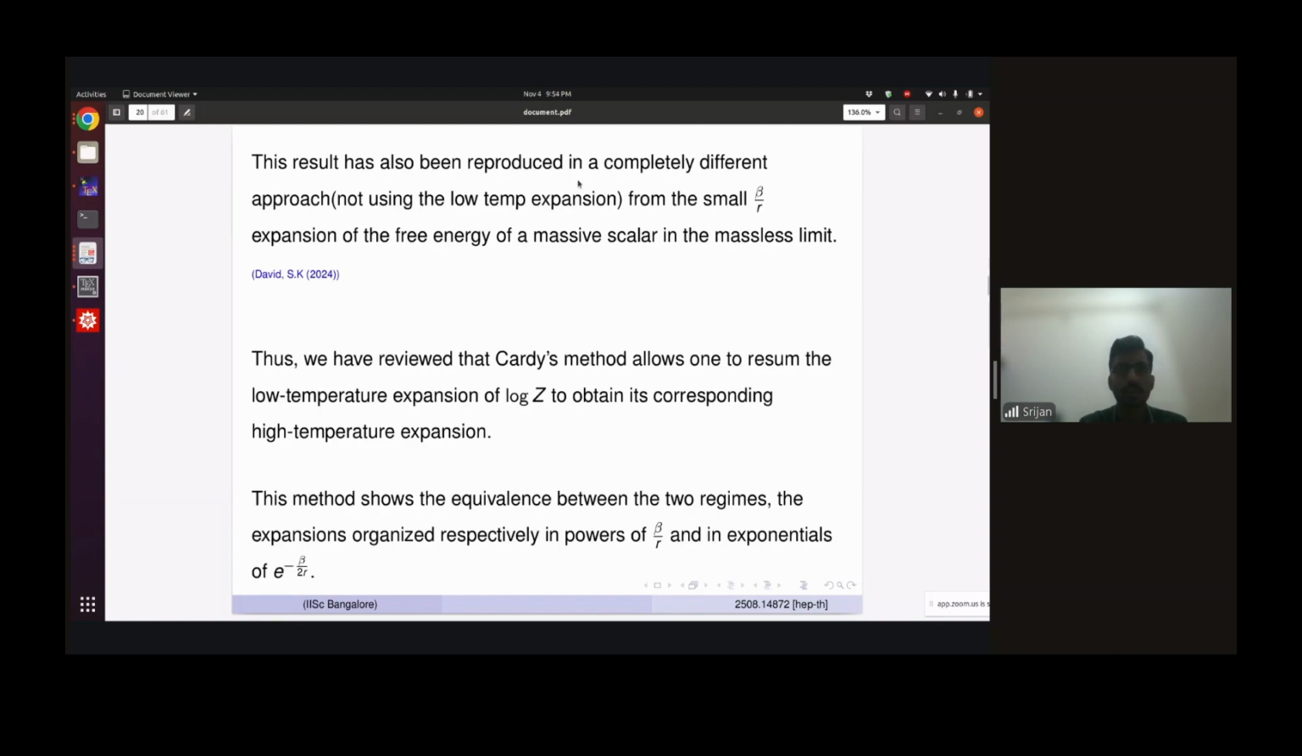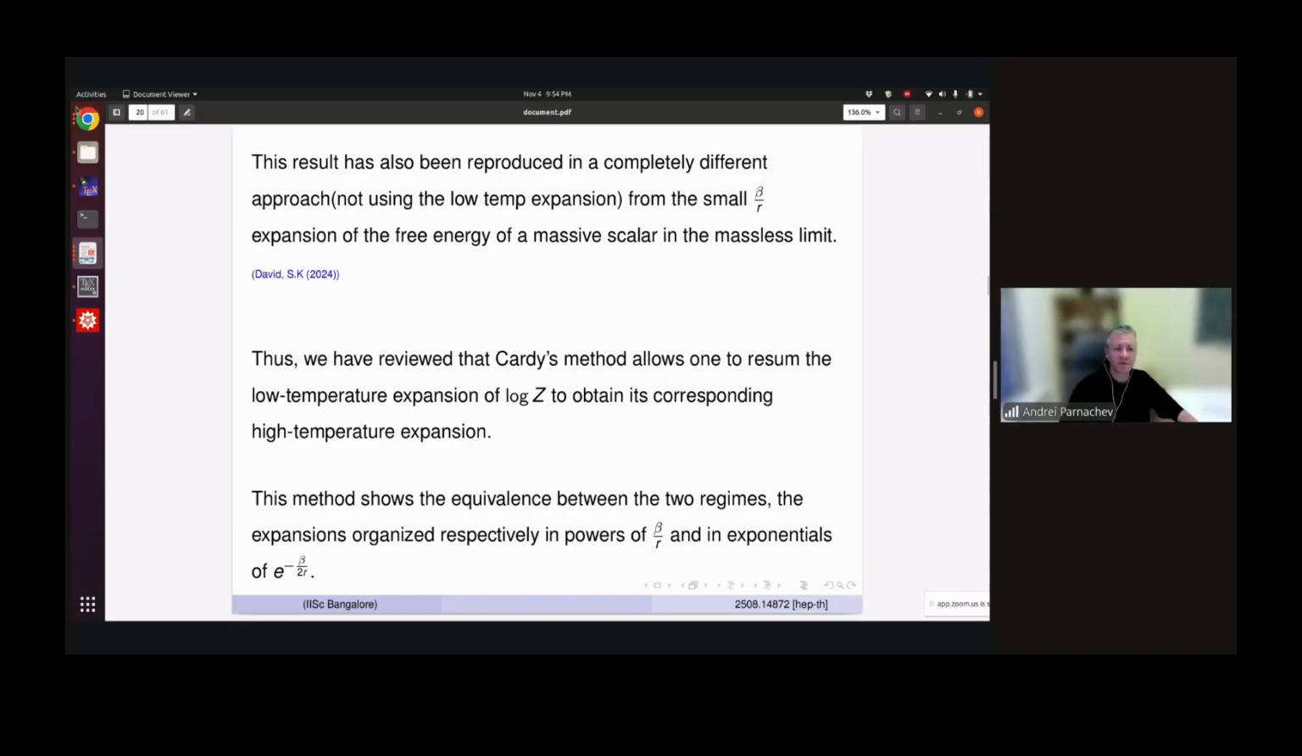This result has also been reproduced in a different approach, not using the low temperature expansion, but from the small beta by r expansion of the free energy of a massive scalar by taking a massless limit. Thus, we have reviewed Cardy's method.